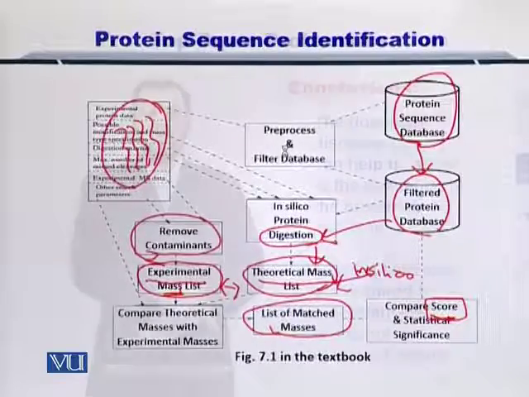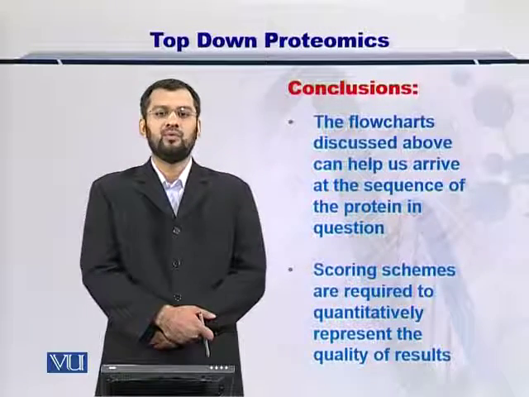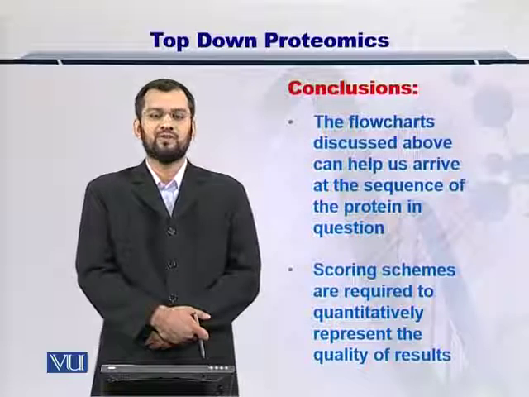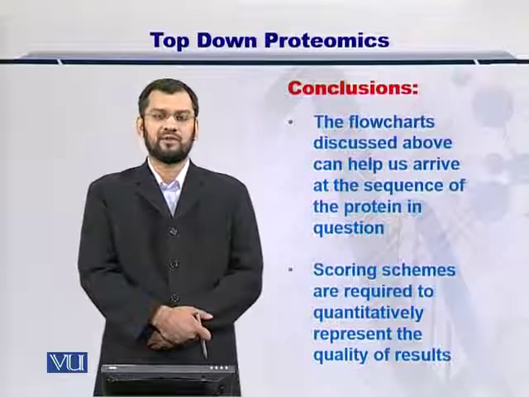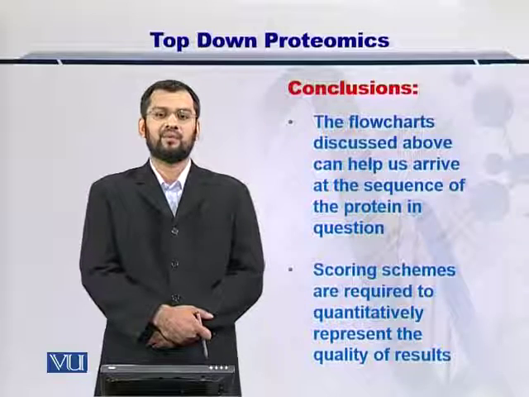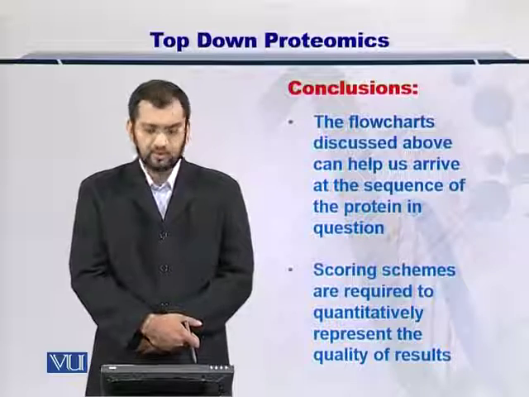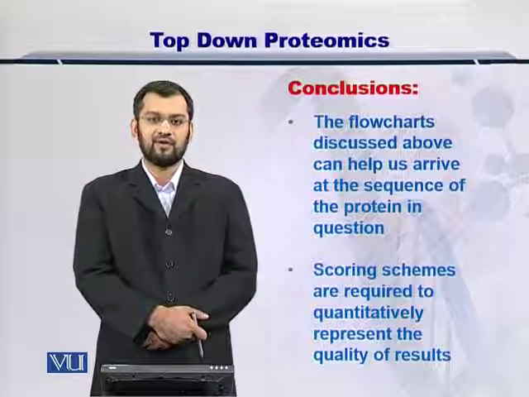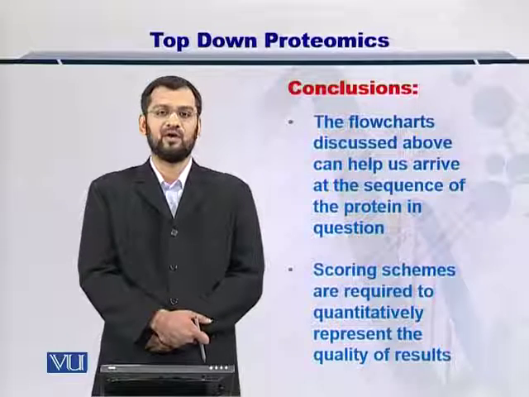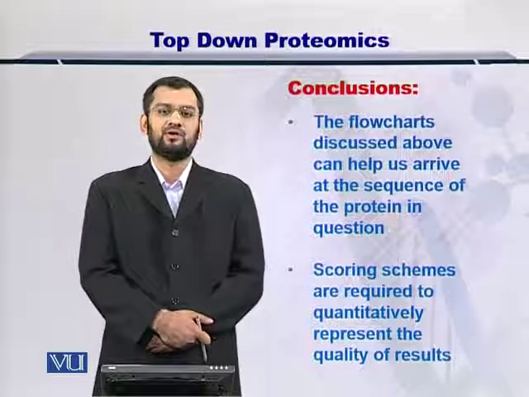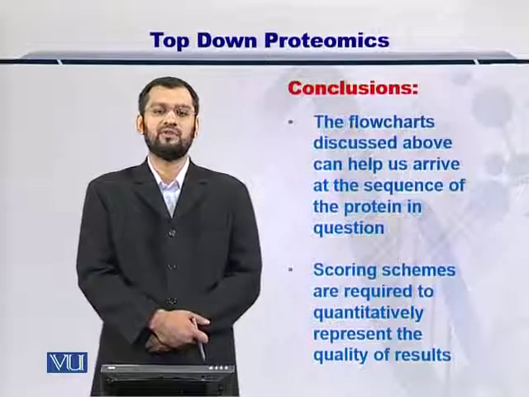So in conclusion, the two flowcharts that we just saw tell you how we can arrive at the sequence of the protein that is there in the sample by selecting the protein of choice from the protein sequence database. More so, you can have multiple matches, and therefore you may want to have a scoring system or a ranking system to rank the proteins that are given from the protein sequence database.